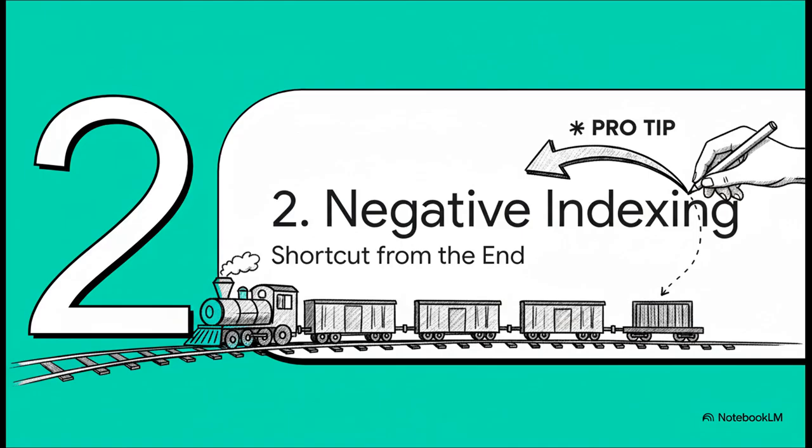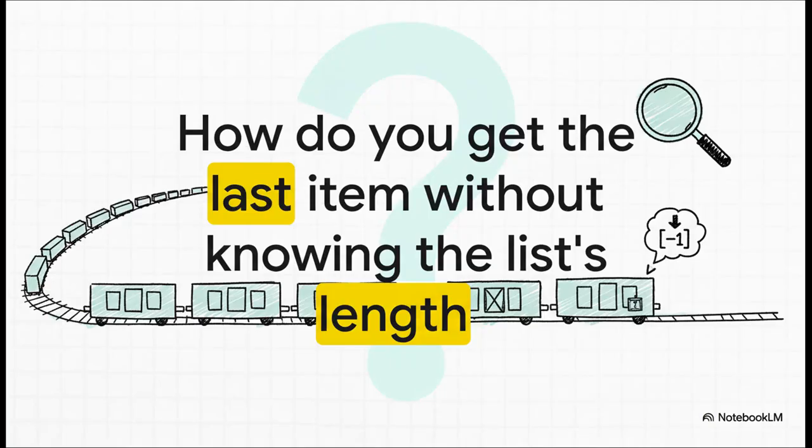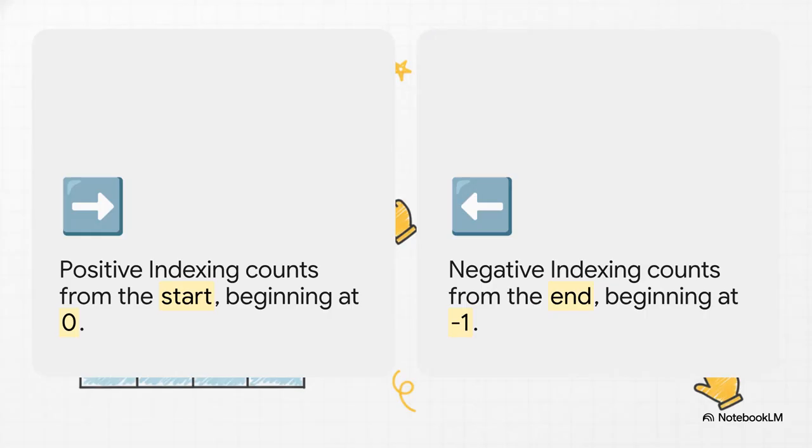Okay, let's get to our next method. This one is a fantastic shortcut. Think of it as a pro tip, a secret passage to get cargo from the back of the train without having to run all the way from the front. This is negative indexing. Now, why would you need this? Well, here's a super common situation. Your train might have 3 cars today, but tomorrow it could have 3,000. You don't know how long it is, but your code always needs the item from the very last car. Counting from the front would be a total nightmare.